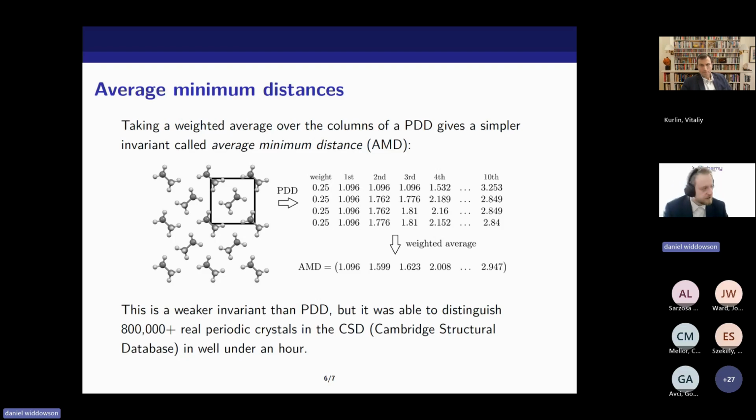This is a little bit weaker than this whole matrix because we've destroyed some of the information, but it's still very distinguishing. There are actually no examples that we could find in the wild of real crystals where there's a coincidence where they are different crystals, but they have the same AMD. So this is something that's easy to plot and is much, much, much faster than comparing with the PDD. So you can compare everything in the CSD in well under an hour with just this. If we have a question, I don't mind taking a question now, but if not, I'll continue.